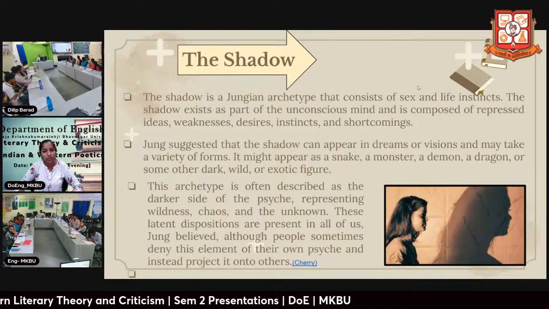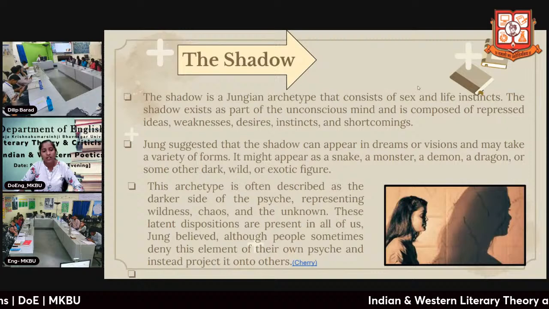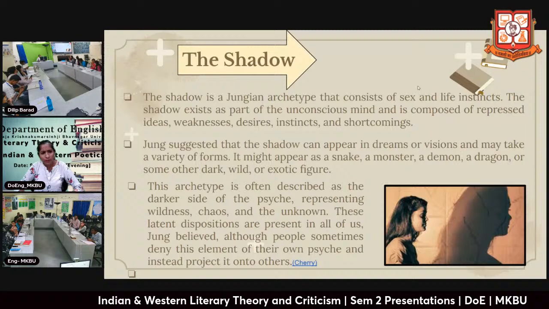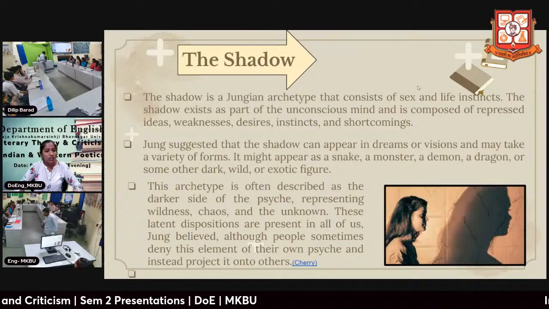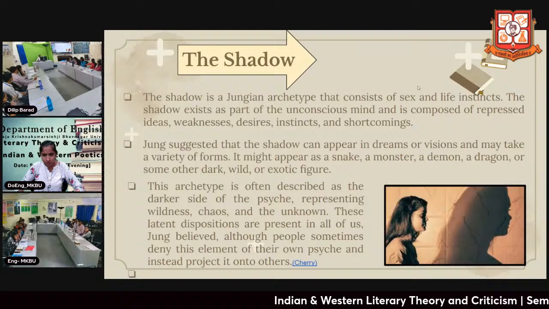The shadow is a Jungian archetype. The shadow exists as a part of the unconscious mind and is composed of repressed ideas, weaknesses, desires, instincts, and shortcomings. Jung suggested the shadow can appear in dreams as well as in waking visions, and may take a variety of forms.